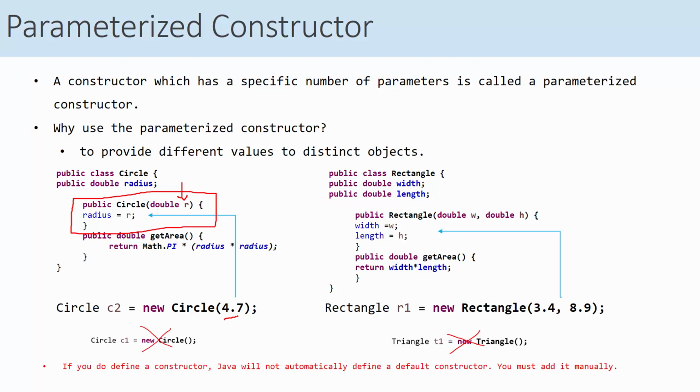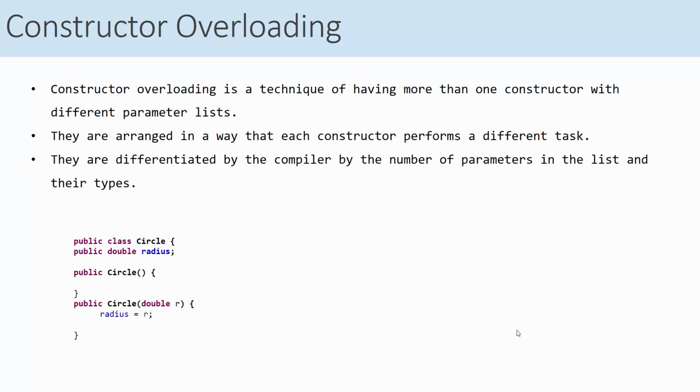Why? Because if you define a parameterized constructor, Java will not define a default constructor for you. You need to do it manually. Let's see this in the next slide. Constructor overloading is providing more than one constructor to the user. Here in this example, we have two constructors in the same class. One is a default constructor, the other one takes one parameter, which is a double for the radius.